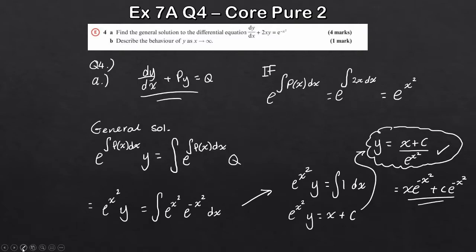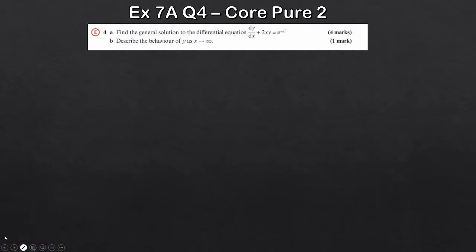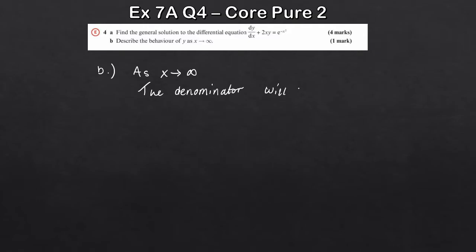So if we just clear all this, what this means now is that as x tends to infinity, so part B, as x tends to infinity, the denominator will become much larger. So therefore, this implies that y will tend to 0. And that's all we've got to say for that last mark there. So that's our question done.